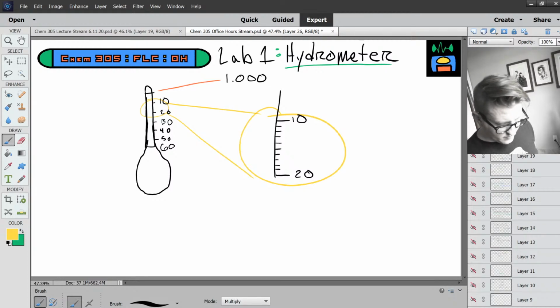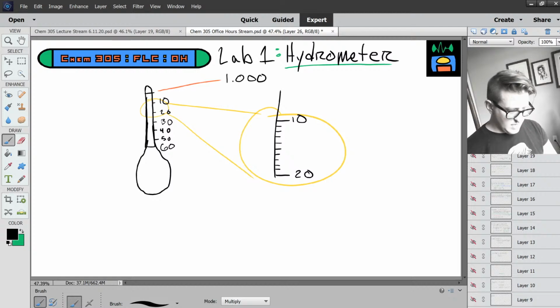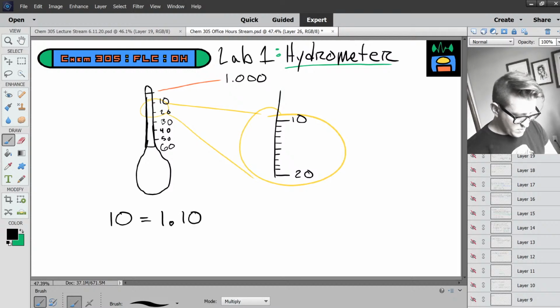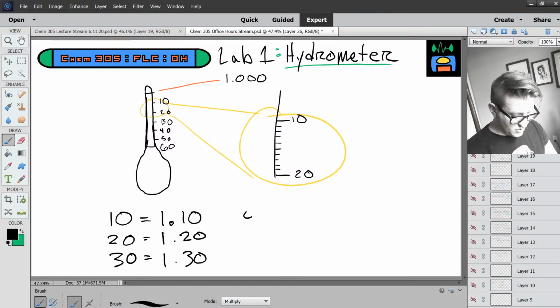And I know it's confusing, but here, where it says 10 should actually be 1.10. 20 should be 1.20. 30 should be 1.30, etc.